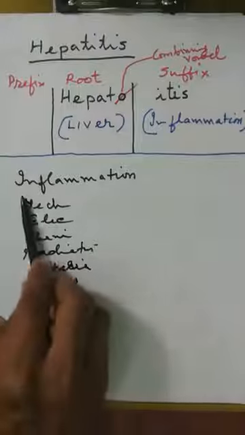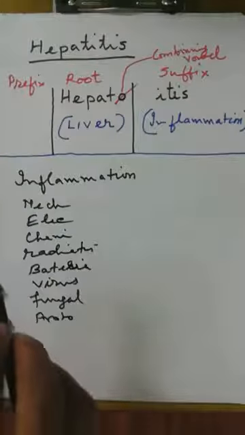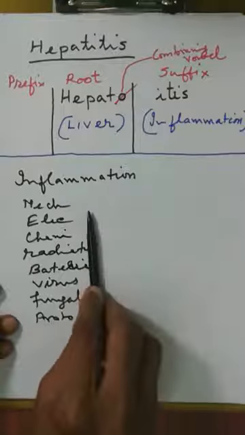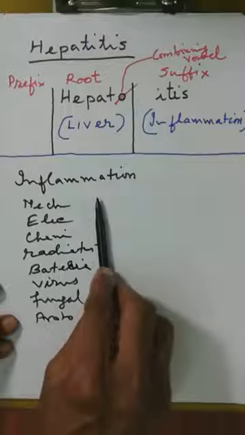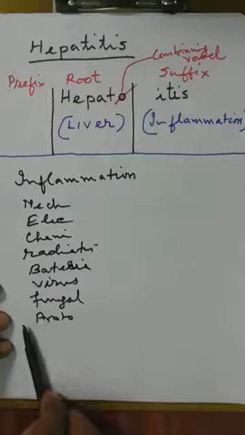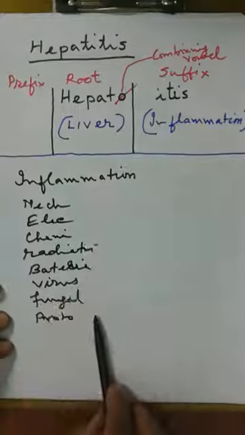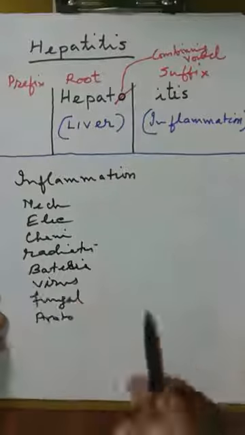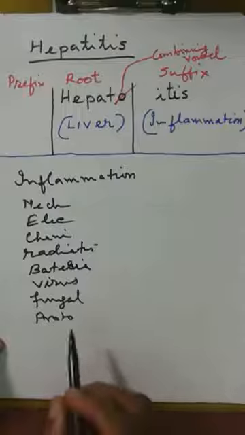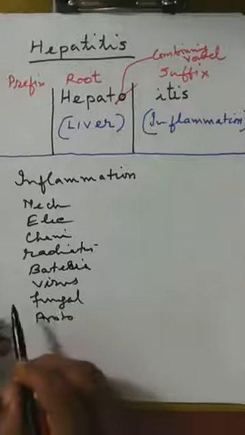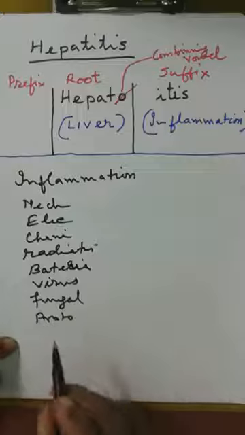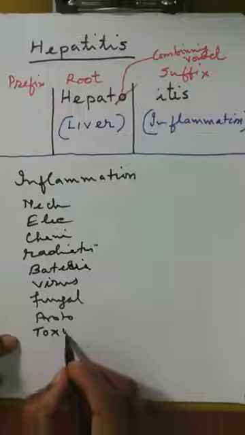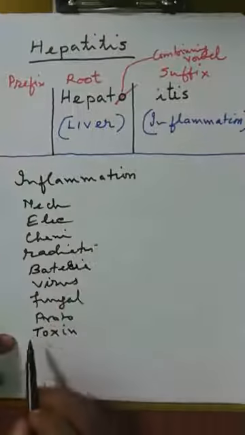Actually, this inflammation is the manifestation of the response shown by the tissues. Because when the tissues are damaged by any of these agents, can be mechanical, electrical, chemical, radiation, or any infections by bacteria, virus, fungal, or protozoa, or sometimes some toxins. These are all agents which can attack our body.